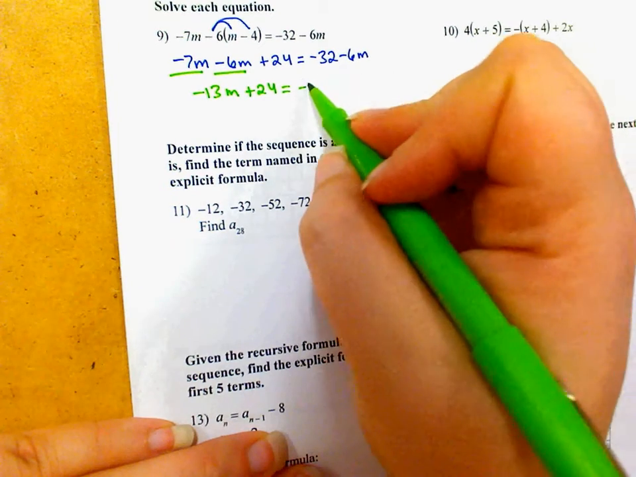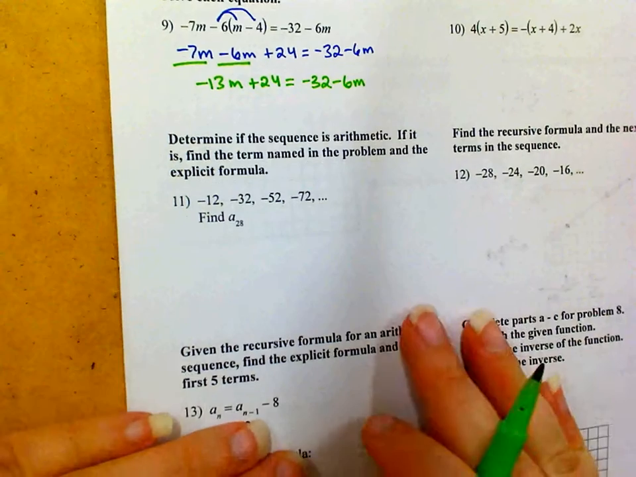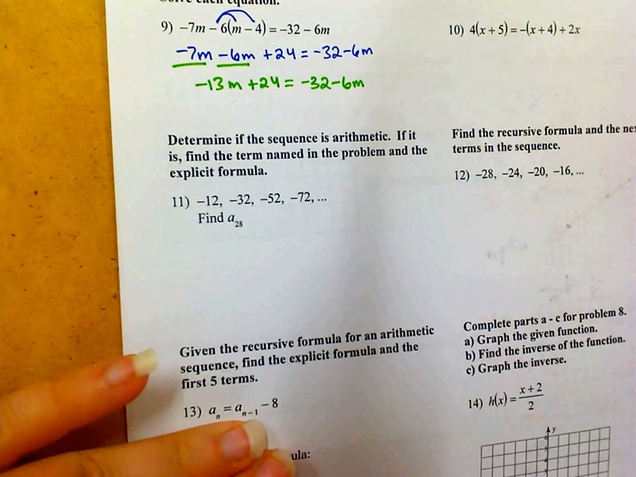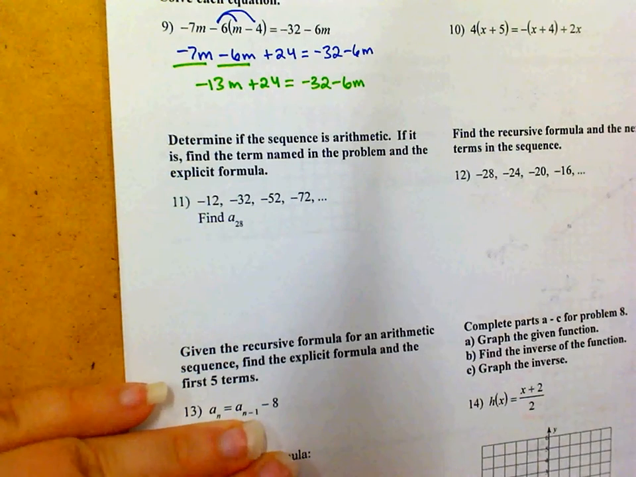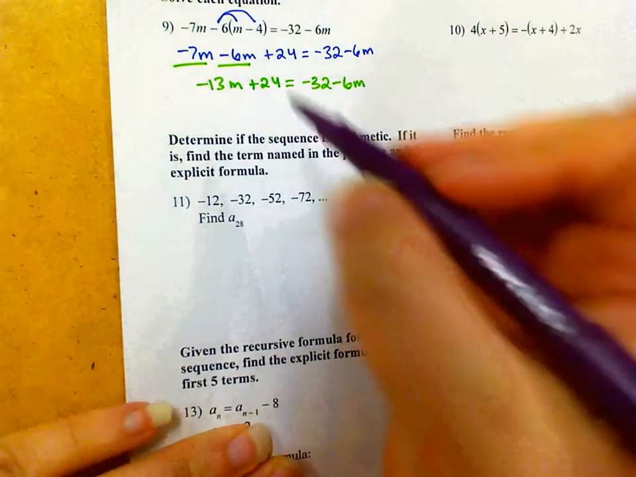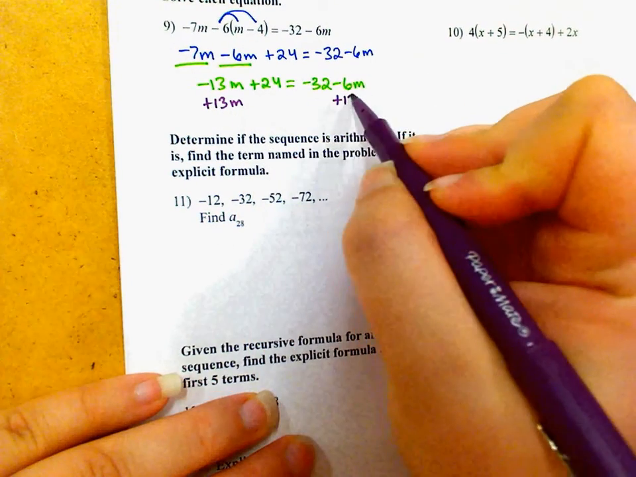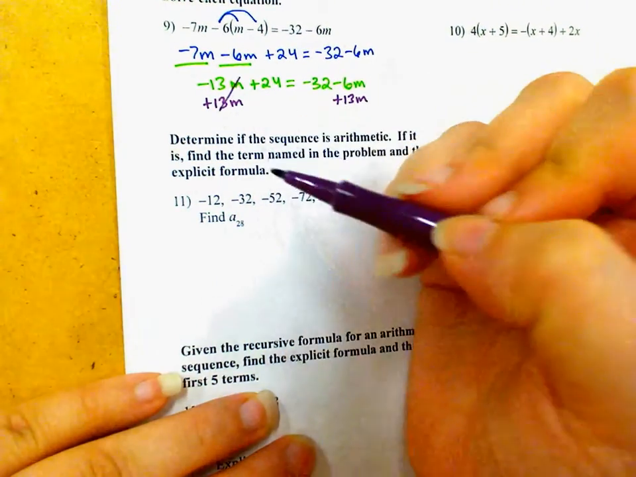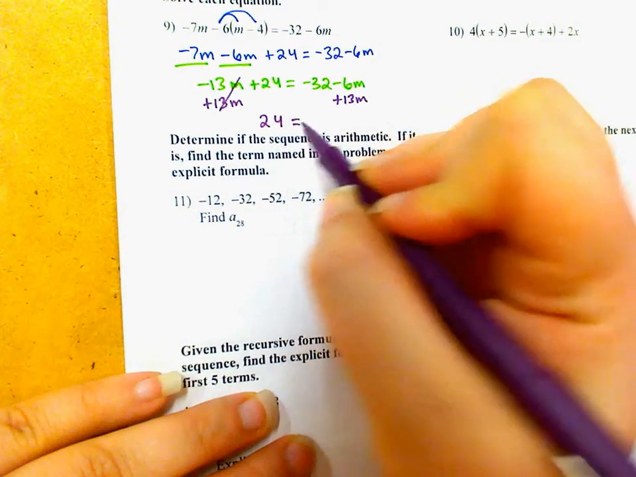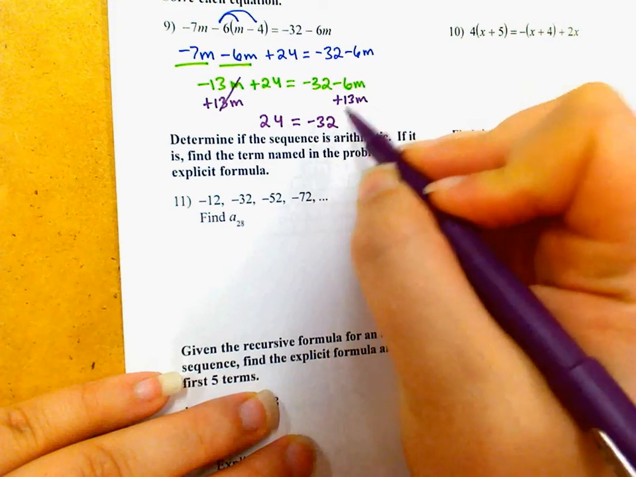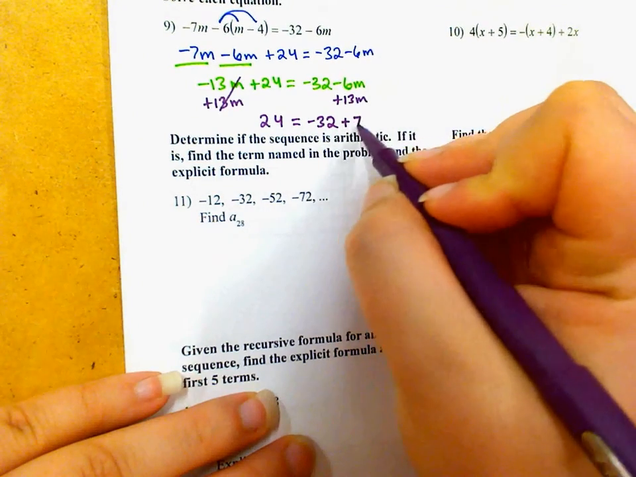So what do we do at that point? I'm okay with that. I'm not going to work it that way, though, because I like my variable to be positive. I'm going to add 13m to this side. Does it matter which way I do it? No, as long as you keep your negatives and positives correct. This is a negative 32. What's negative 6 plus 13? 7?